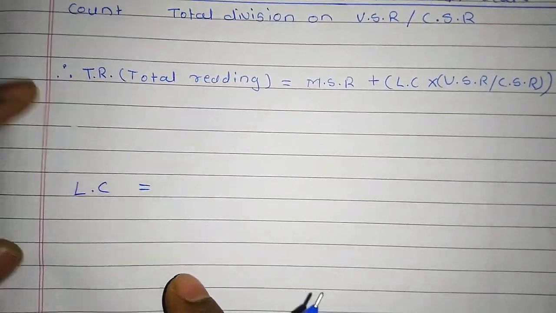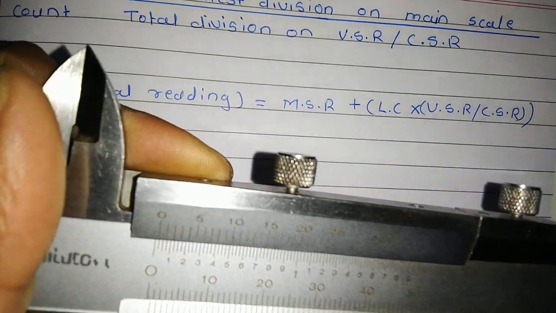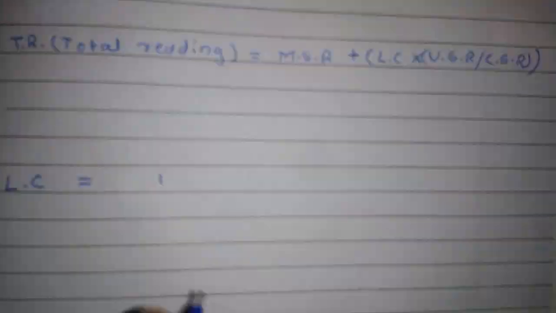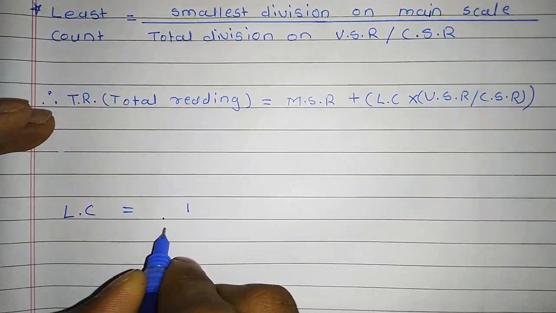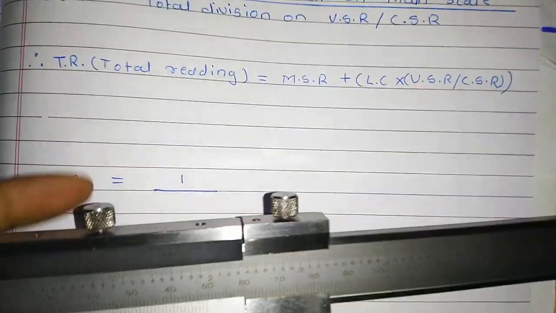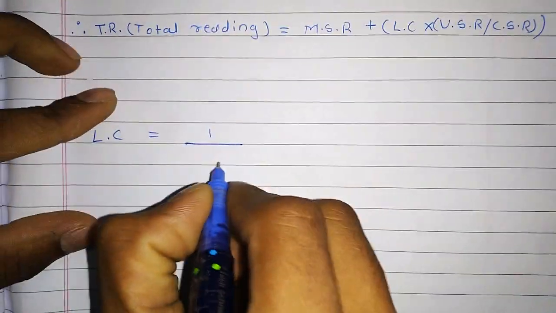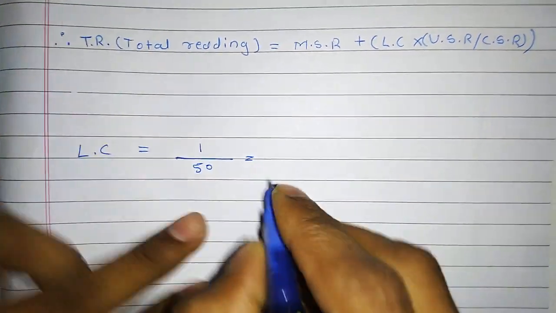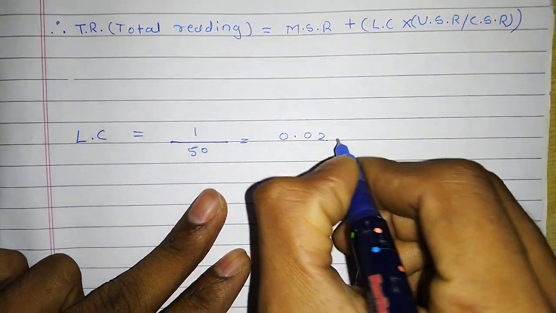So now LC. The smallest division on the main scale is 1 mm. So put here 1 mm, and the total number of divisions on the vernier scale is 50, so put here 50. By calculation, this LC is 0.02 mm.